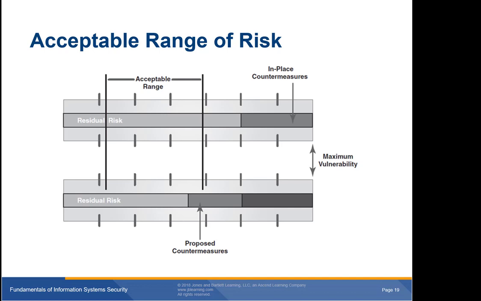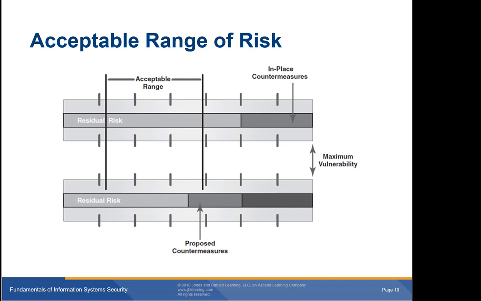The top graph represents the total exposure to an organization for a specific risk. The in-place countermeasures are not adequate to reduce the risk from the maximum acceptable residual risk level into the acceptable range. The lower graph shows the proposed countermeasures that will reduce the maximum residual risk level to the acceptable range.